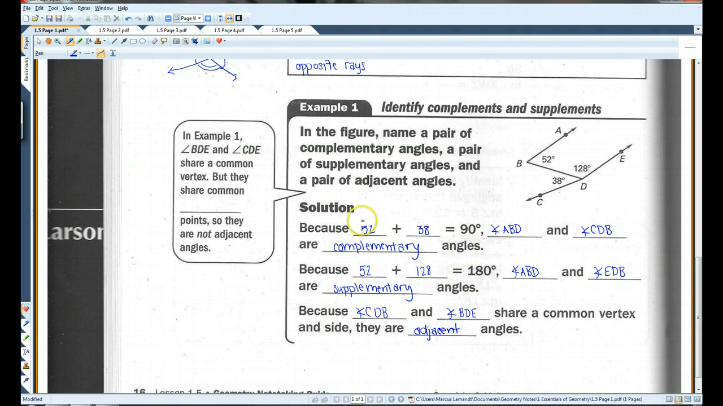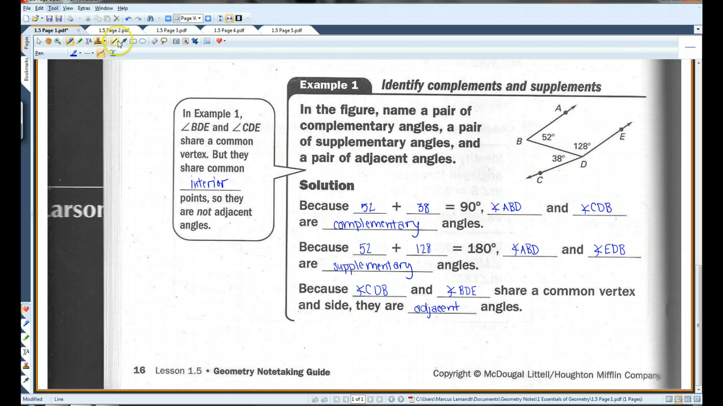Okay, on a side note, angle BDE, that's this angle here, and angle CDE, that's this angle, they share a side, but they also share common interior points. So this angle and the big angle cannot be adjacent because they share common interior points over here. Okay? Alright, let's take a look at page 2.